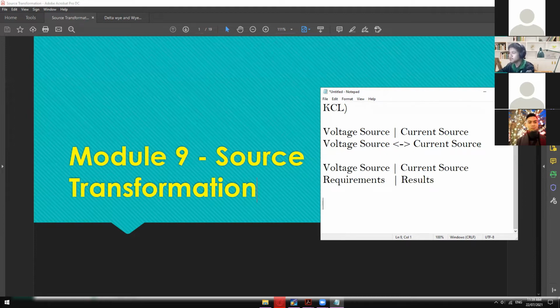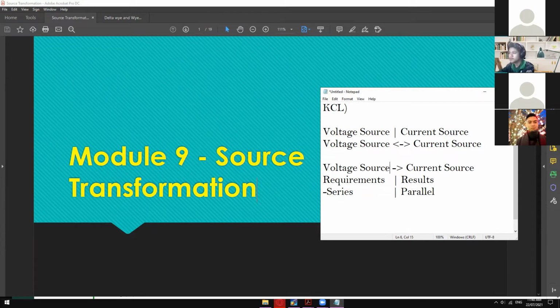So from voltage source to current source first. From voltage source going to current source. The requirement for you to be able to convert a voltage source into a current source is that it must be in parallel. Wrong, the reverse. It must be in series rather. Okay, it must be in series. So it must be in series going to parallel.